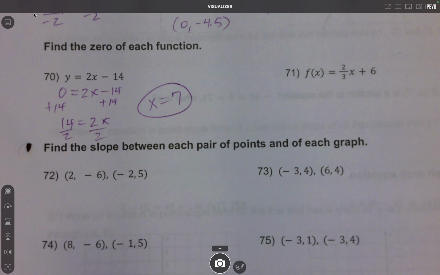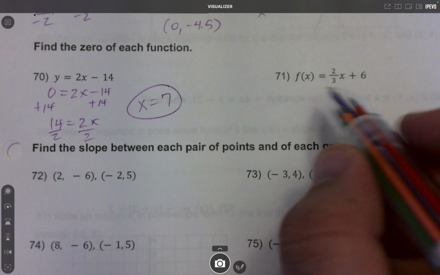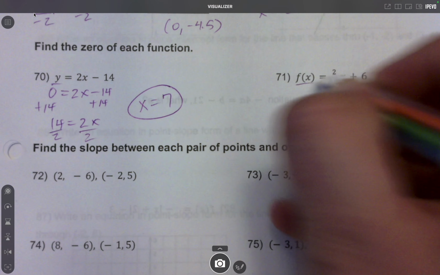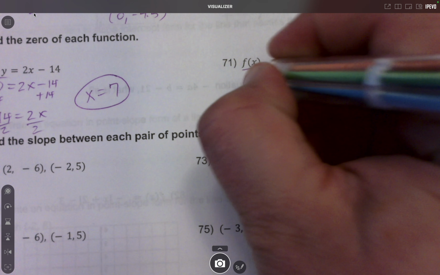So you notice the process is the same. To find the x-intercept, we plug in 0 for y. To find the 0 of a function, we plug in 0 for y. And f of x and y are the same thing. There's no difference between the two. So whether they say y or f of x doesn't matter. We still plug in 0 for that.